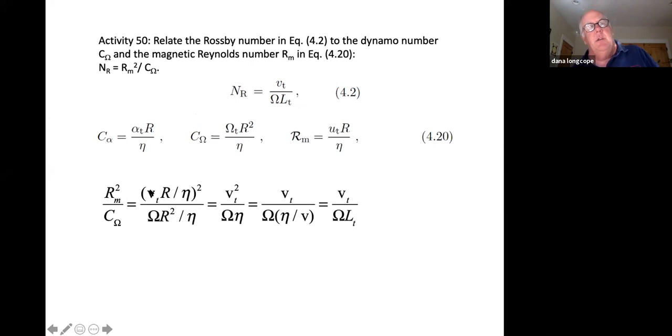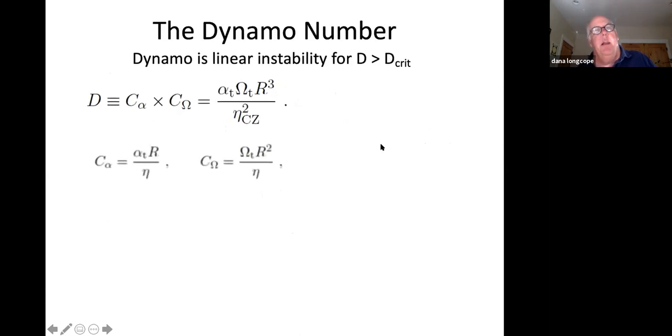And indeed, what you can do is plug in the definitions they give you for magnetic Reynolds number and turbulent diffusivity. You just plug in these definitions, and you get this in terms of the turbulent diffusivity over the velocity. That should be velocity turbulent. And if you recognize that that's the length scale turbulent, you get the answer they're looking for. That is the Rossby number.